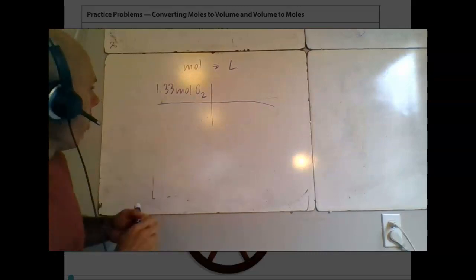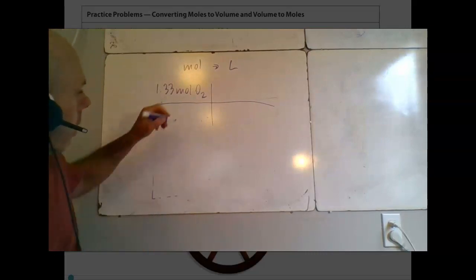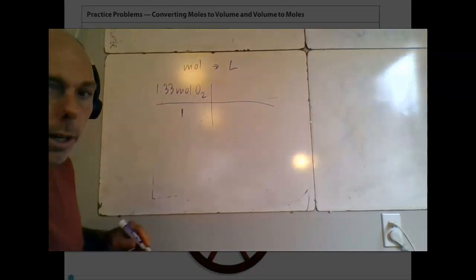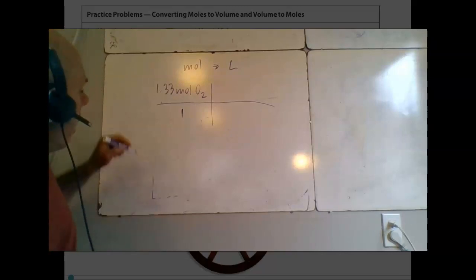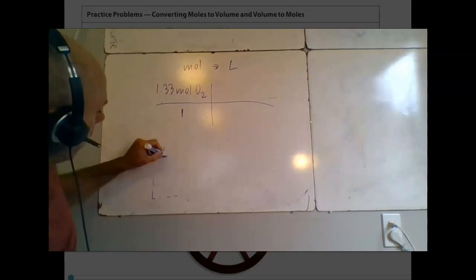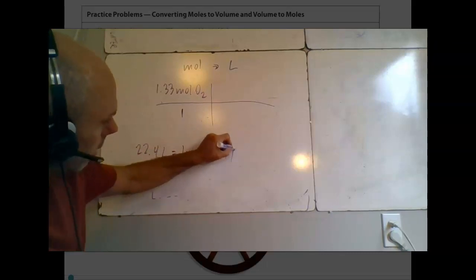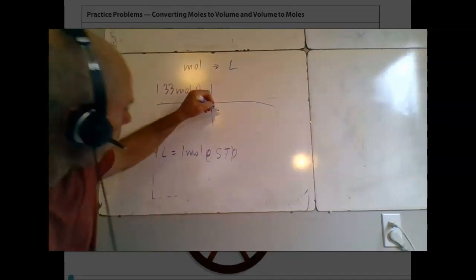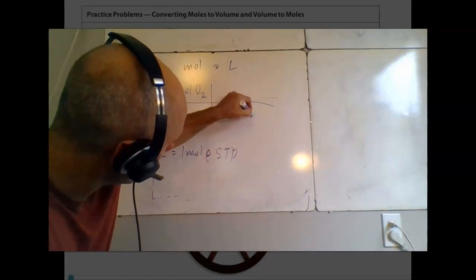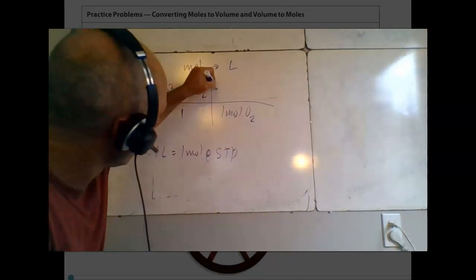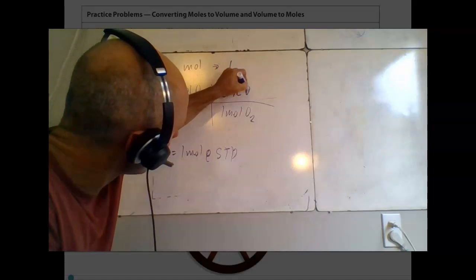So I've written 1.33 moles of O2 up top. I'm going to put a 1 down on the bottom, so I'm not tempted to put anything else there. And I know that there's 22.4 liters that equals 1 mole at STP. So I'm going to put 1 mole on the bottom so that moles cancels. I'm going to put 22.4 liters up top.